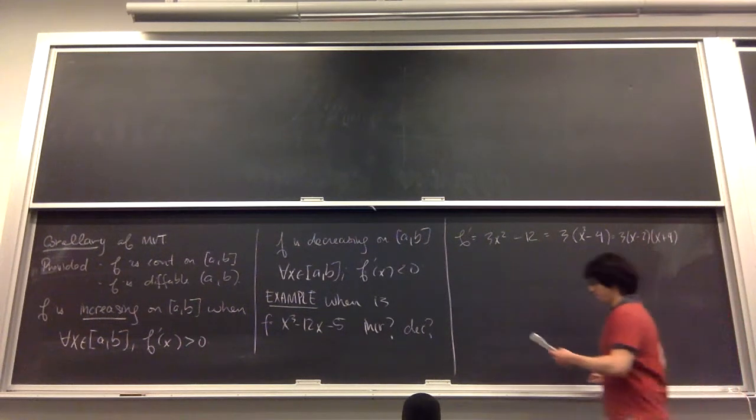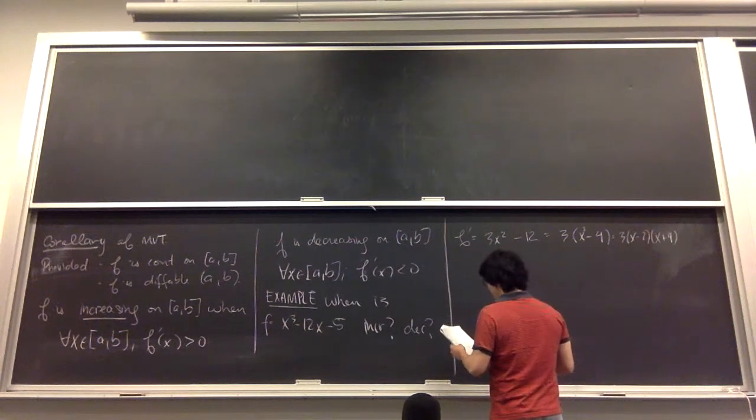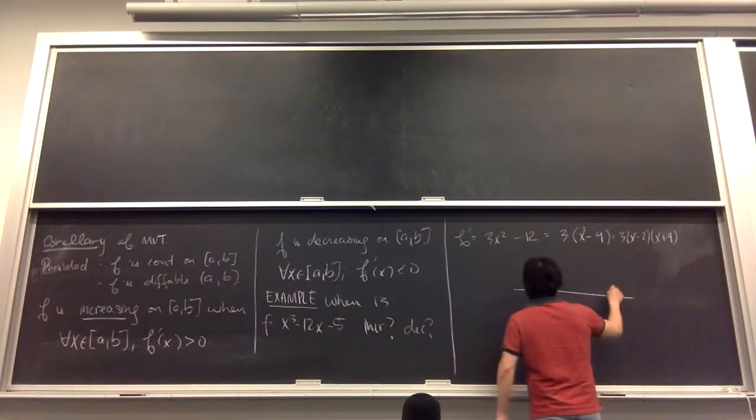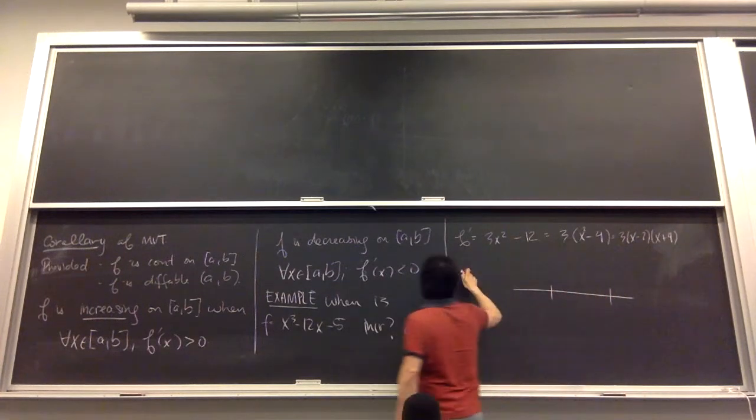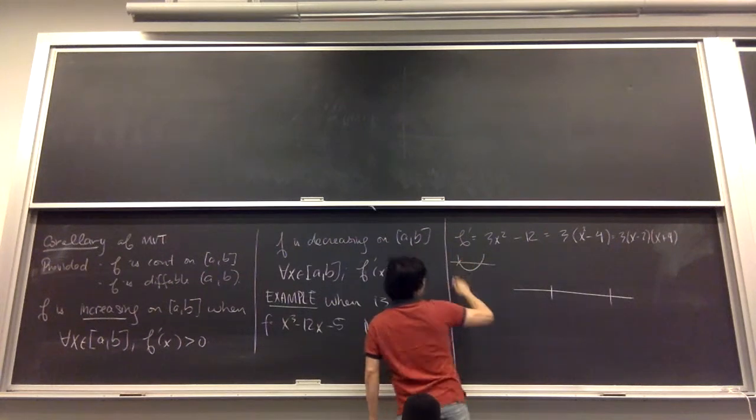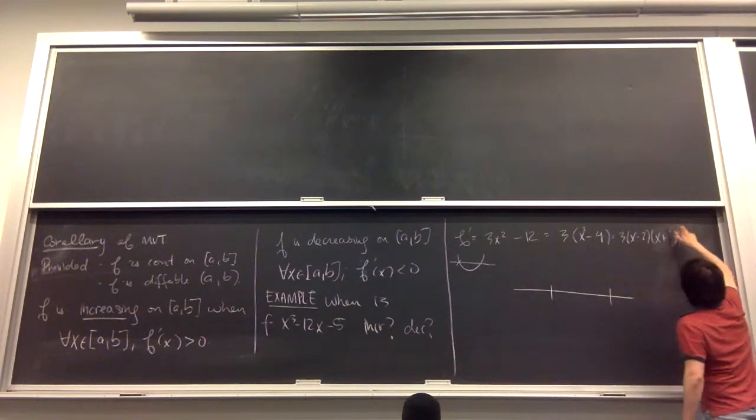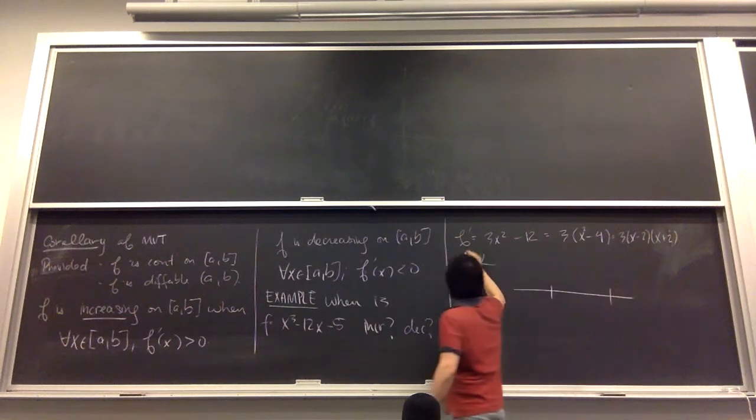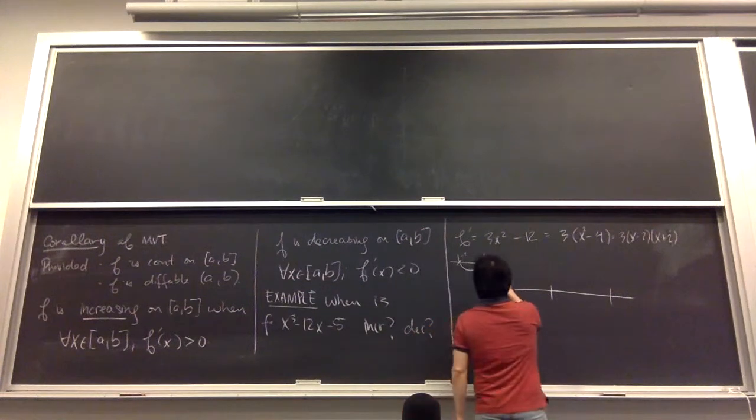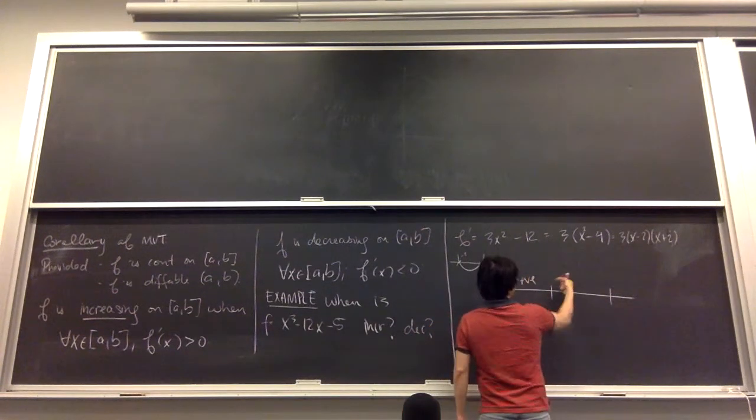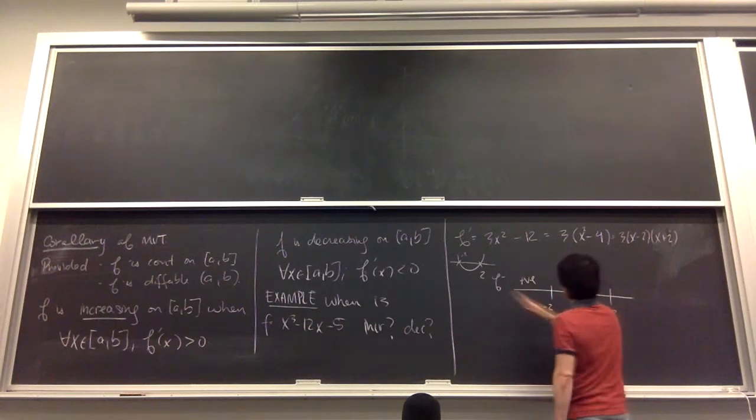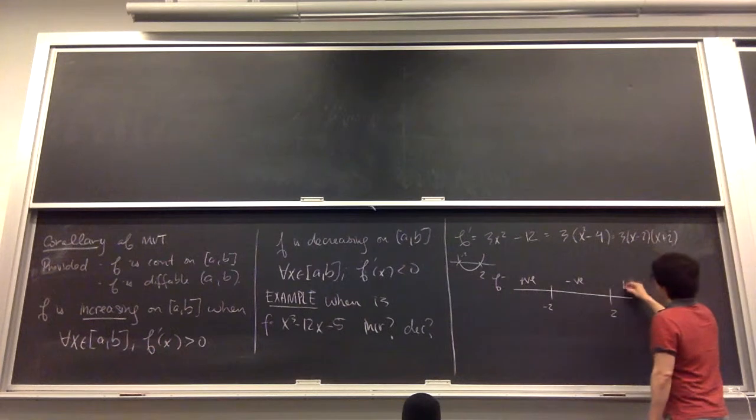So what is this telling us? Well, we've got to look at the number line here. Right, so the derivative looks like this. It's some parabola, and it's going through minus 2 and 2. So f prime is positive if you're less than negative 2. If you're in between negative 2 and 2, you're negative. And if you're beyond 2, you're positive, right?